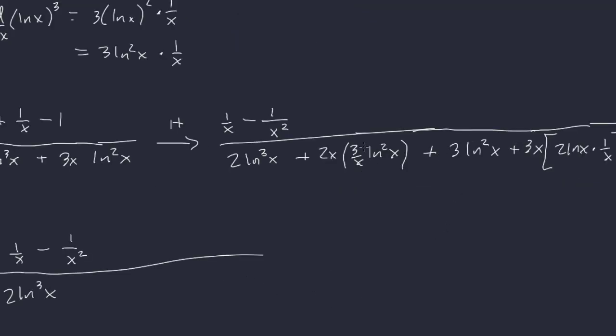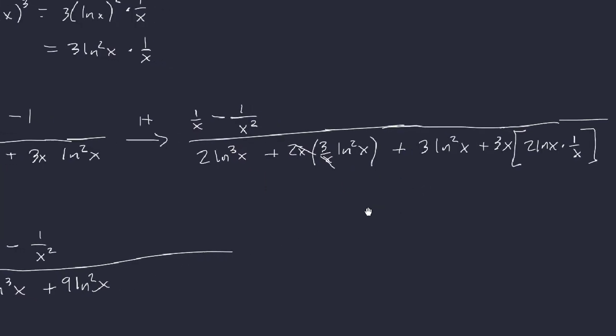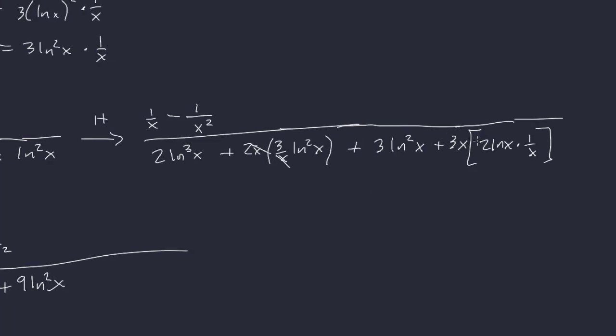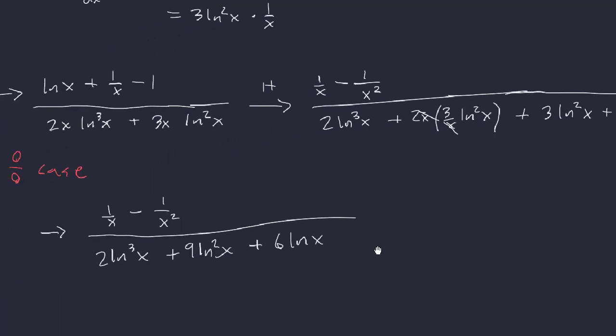All right, but we can simplify because these x's cancel. And we have 6 ln squared and then 3 ln squared. So we should have a plus 9 ln squared. So the numerator I'm going to leave the same, but we'll have 2 ln cubed x plus 9 ln squared x. And then here, this x and this x cancel. So we have plus 6 times the natural log of x.